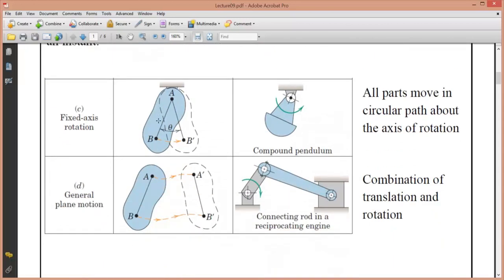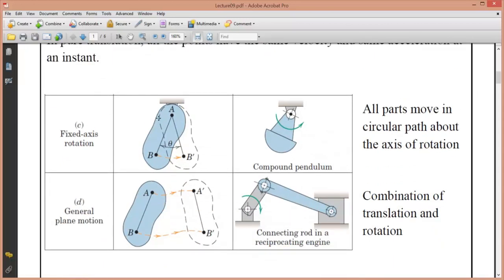Then we can move on to fixed axis rotation. In fixed axis rotation, what happens is that we fix the rigid body at a specific point on the rigid body, in this case point A, and we introduce a revolute joint here, which enables the rotation of this rigid body about point A. In that case, the type of motion that this rigid body can do is only a fixed axis rotation.